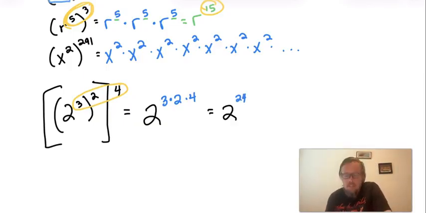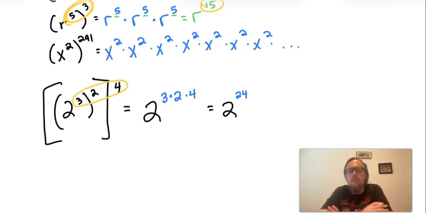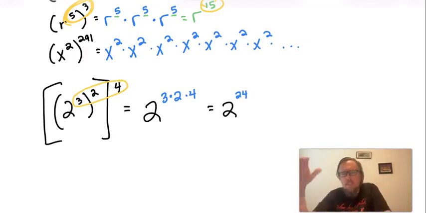And that's all there is to this rule here. This is power of a power. You take one base with multiple exponents, and the way you simplify it or put it together is you just multiply all of the exponents together. Pretty simple.